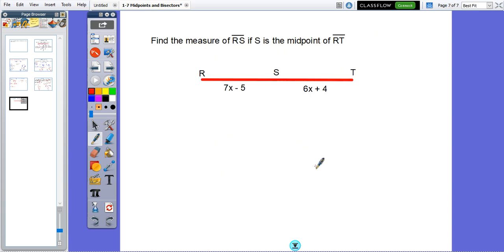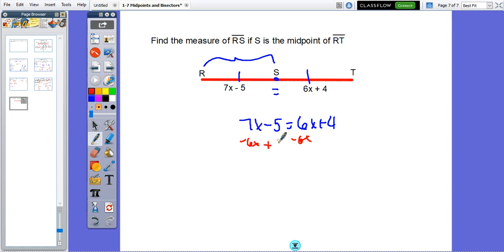On the practice one right here, same idea. S is the midpoint. We are looking for RS. How are we going to solve this? Same thing. These two segments are equal because they are congruent because they got bisected. So 7x minus 5 equals 6x plus 4. As we go about solving this, we'll subtract 6x, and we're going to add 5 to both sides, plus 5. We end up getting x equals 9.